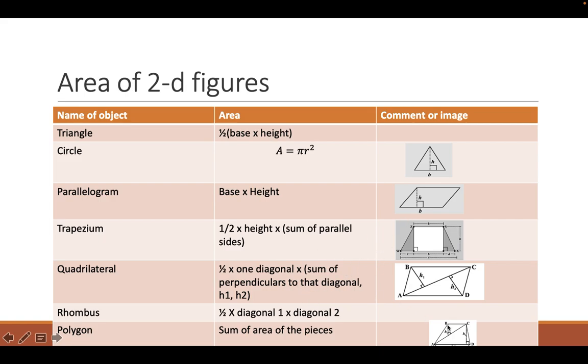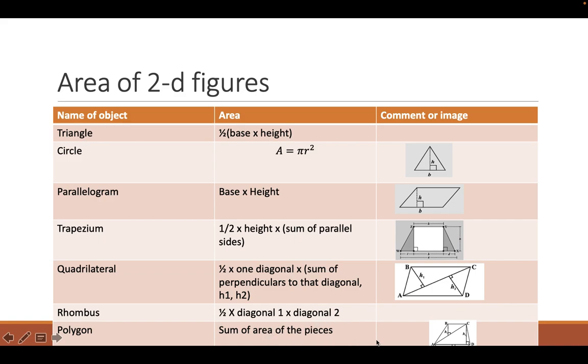Okay, rhombus. A rhombus is kind of a uniform kite. Kite is a separate shape. Rhombus is a uniform kind of shape, where half multiplied by diagonal 1 by diagonal 2 is the area of a rhombus.